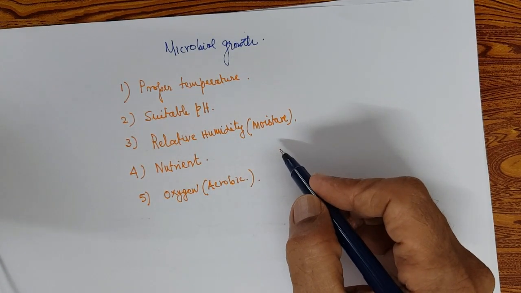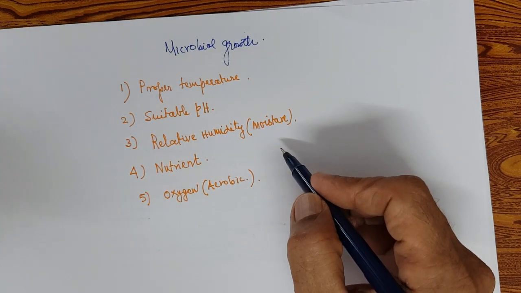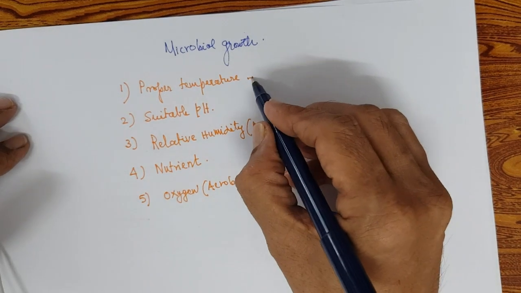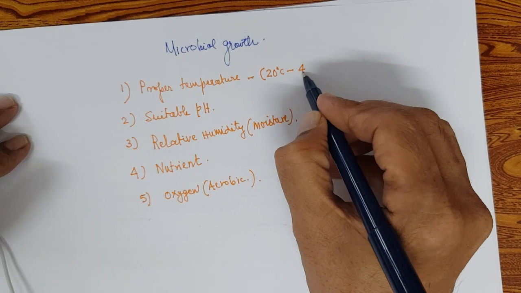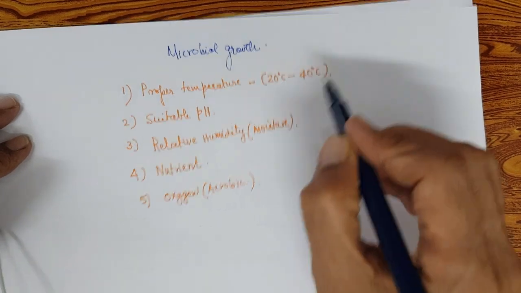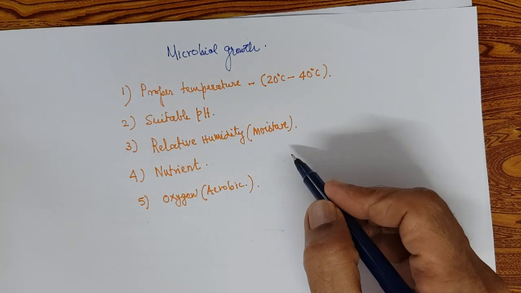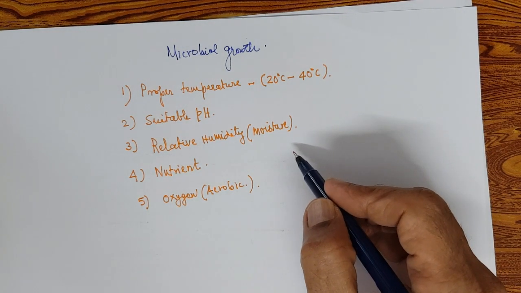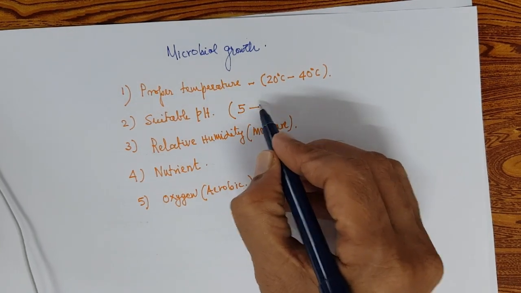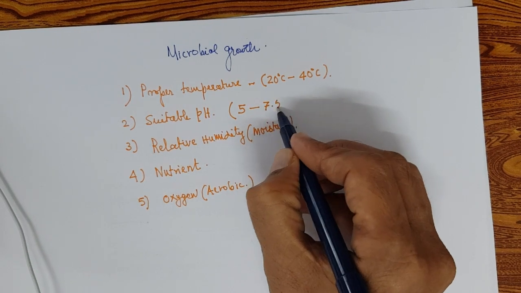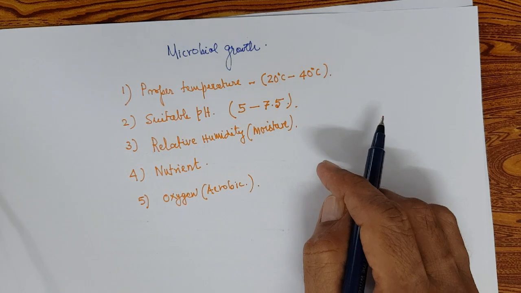Bacteria and fungus, different types of bacteria, grow at different temperatures, but between 20 degrees centigrade and 40 degrees centigrade it's ideal for growth. For pH, around 5 to 7.5 is the ideal pH.